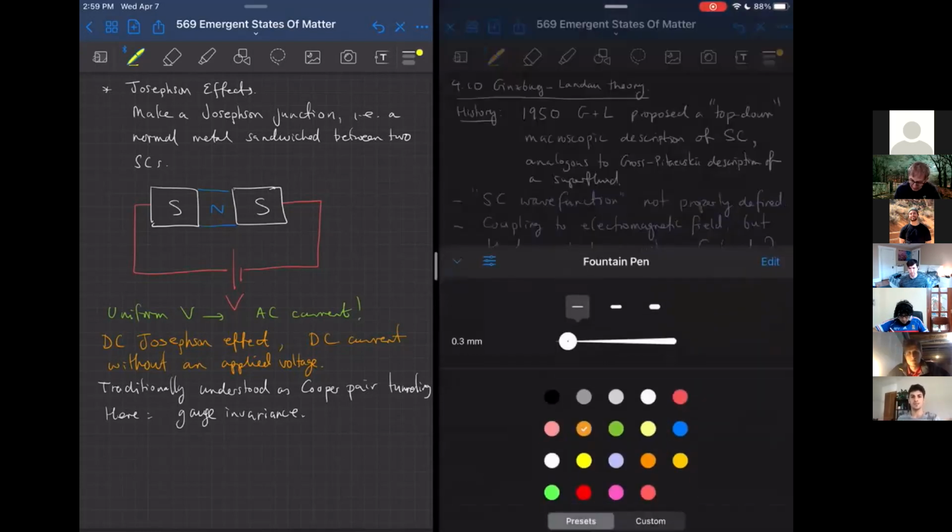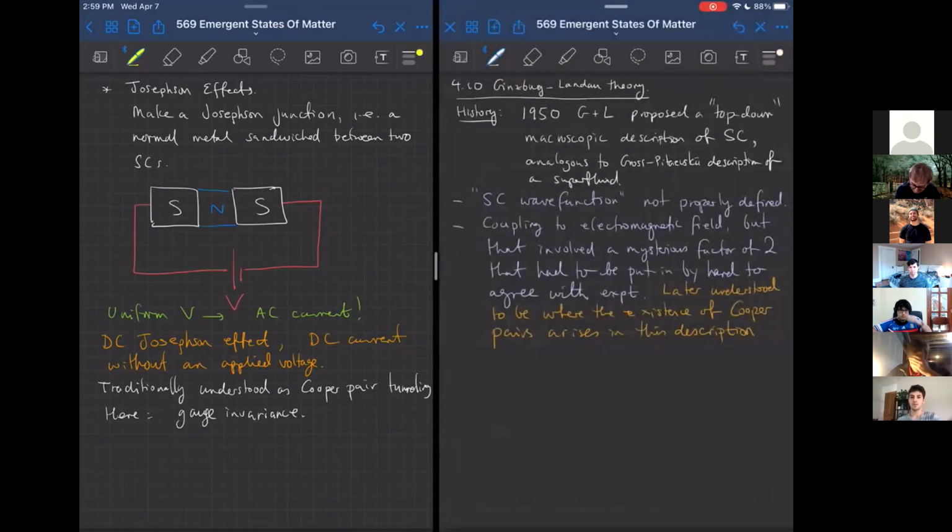And what was the main use of this description? Well, as we talked about before with Gross-Pitaevskii, it's a very good description of spatially varying superconductors.